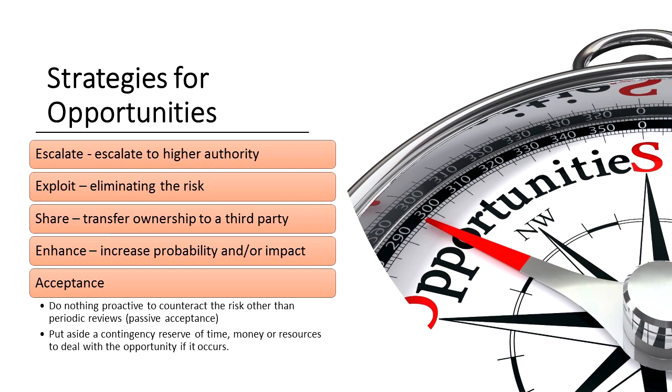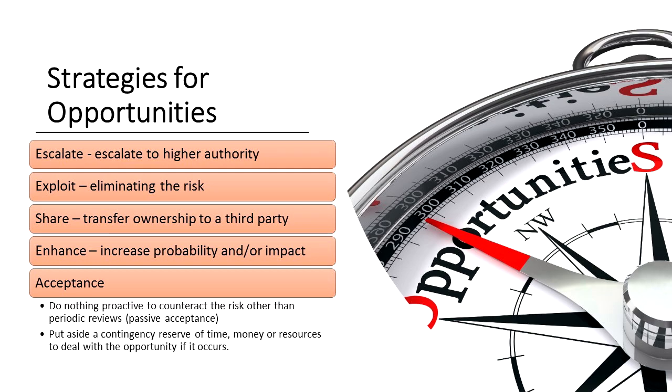Still under strategies for opportunities, if you find an opportunity on a project, you could exploit the opportunity. To exploit the opportunity means you're doing everything possible to ensure that that risk does occur. In other words, you are eliminating the possibility of that risk not occurring. You are making sure 100% that that risk absolutely does occur. We call that exploiting the risk.